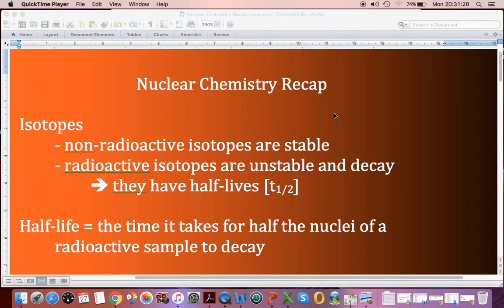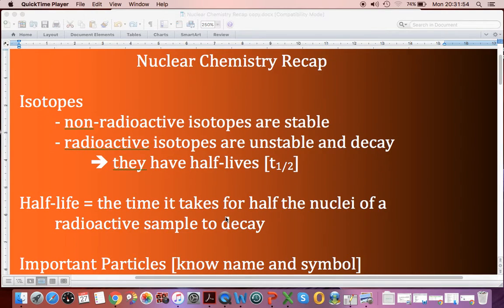Jumbo! This is a brief recap of what we've done so far on nuclear chemistry, things you should now be aware of. So you should know about isotopes. You should know some are stable and therefore called non-radioactive, and some are called radioactive because they are unstable and will break down in some way. The radioactive isotopes are the ones that have half-lives, and you need to know that definition of half-life.